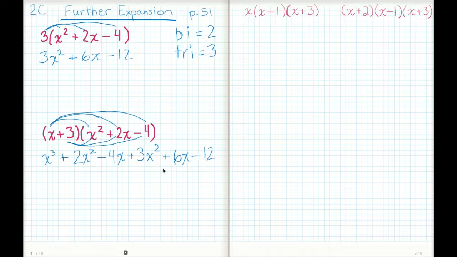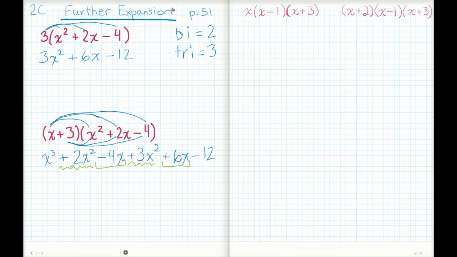The difference here is I might have some like terms that I can join together. So I'm going to look for things that have the same variable combination, like for example this one and this one. They're both x squared terms. And then I also have this minus 4x and this plus 6x. Remember to take the sign in front of the term along with it. If it's a minus, then it's got to come along with it. So really I should have done that for the 2x squared.